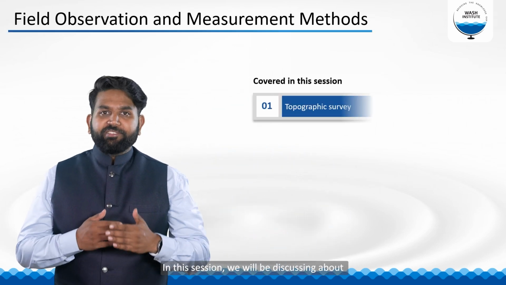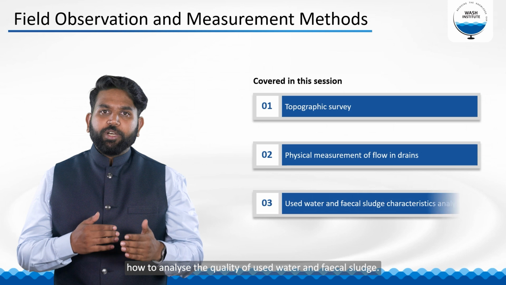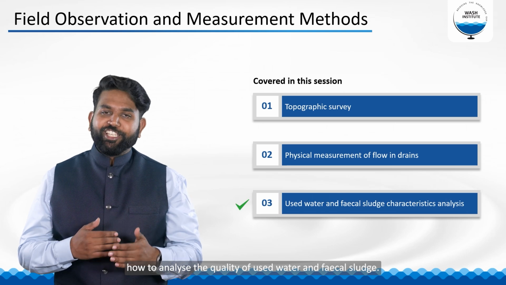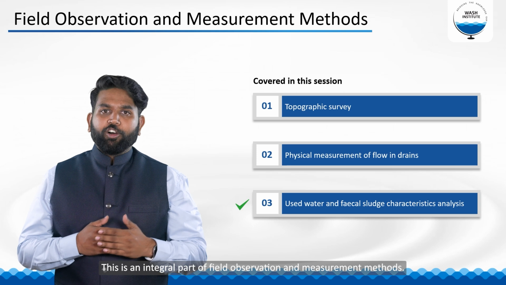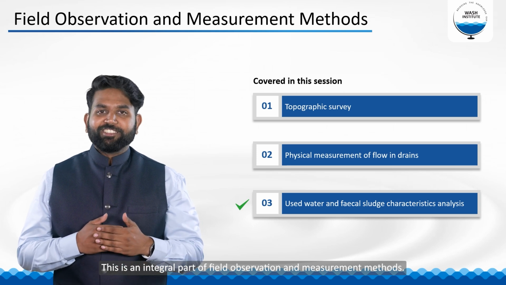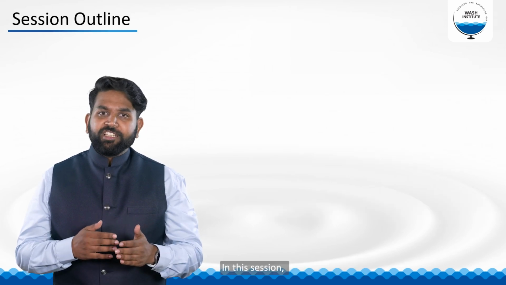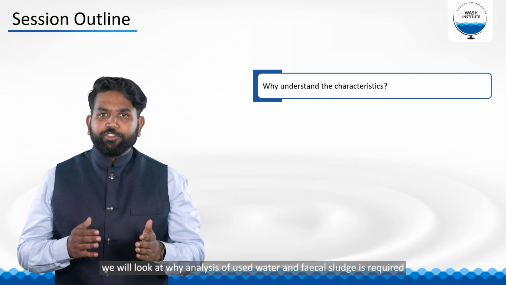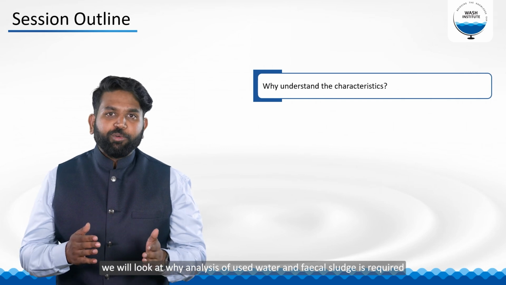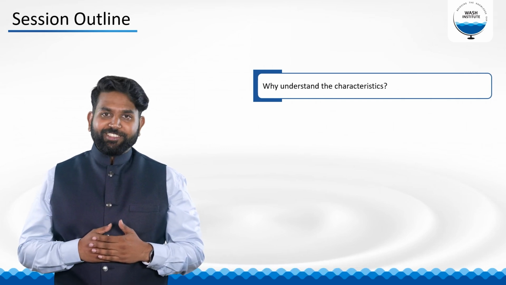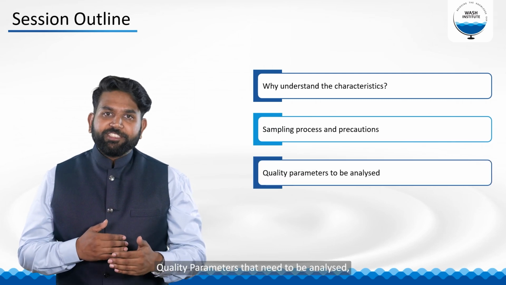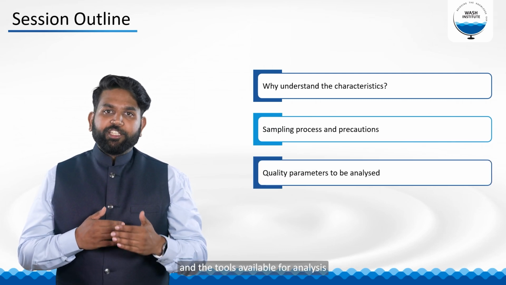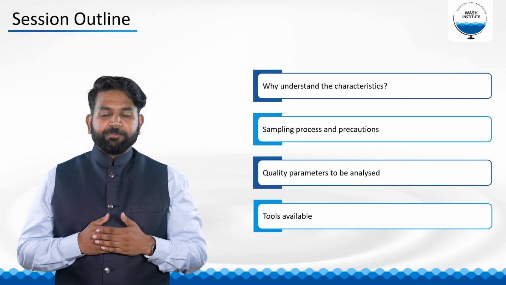In this session, we will be discussing how to analyze the quality of used water and fecal sludge. This is an integral part of field observation and measurement methods. We will look at why analysis of used water and fecal sludge is required for used water management planning, the process of sampling, quality parameters that need to be analyzed, and the tools available for the analysis.